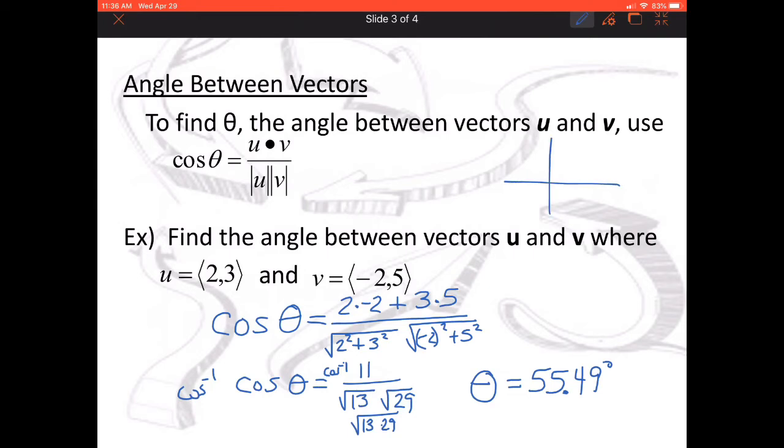And you could draw out vector U or sketch it, 2, 3. So there is vector U, and then negative 2, 5. And that angle between would be 55.49 degrees. Not a very good picture, sorry about that.